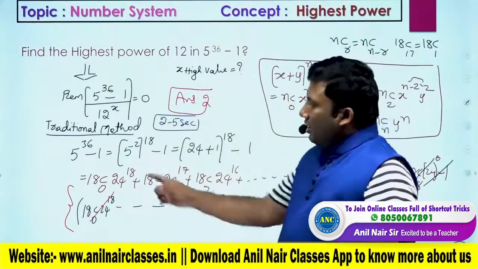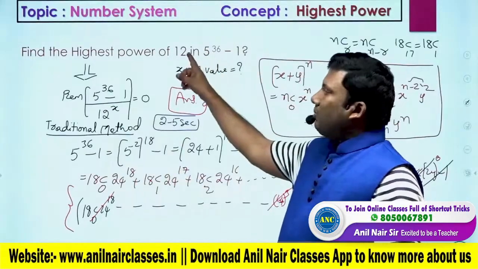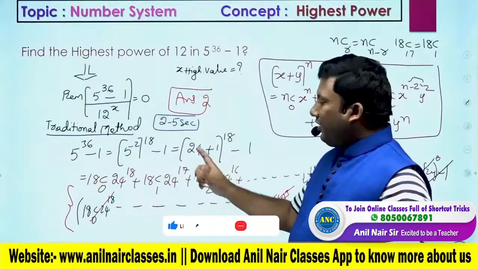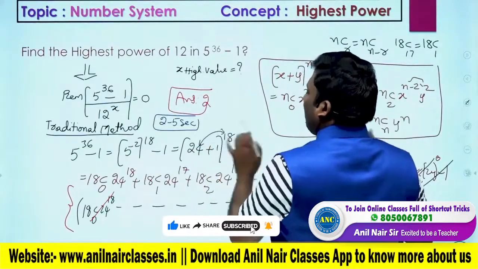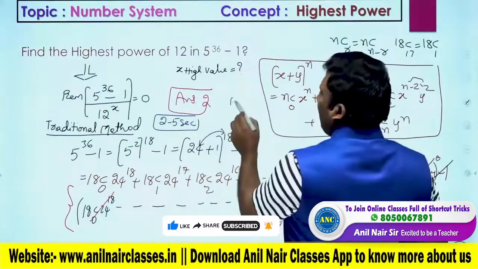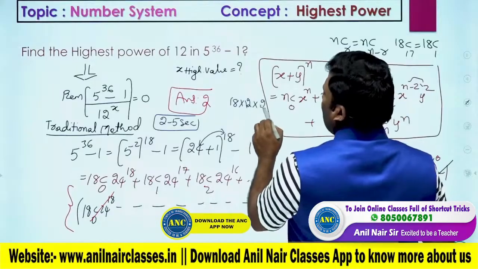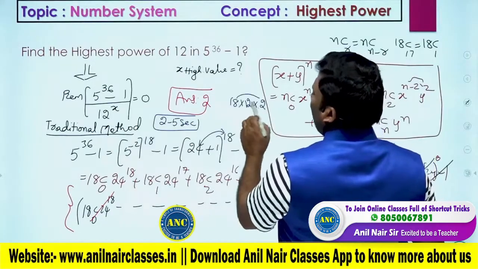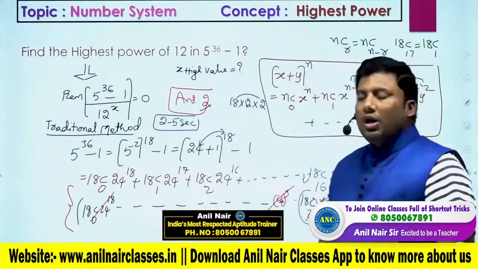If the question is 5 power 36 minus 1, which multiple of 12 is closer to 5? 5 square. The answer is just the power of 12 in 18 into 24. 24 is 12 into 2. Here 1 power of 12, here 1 power of 12. The answer is 2.